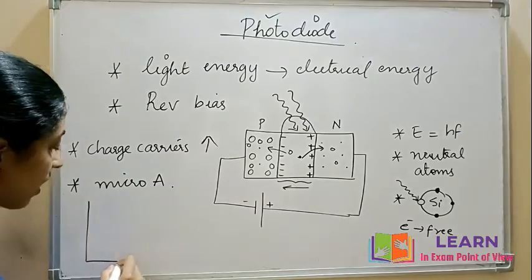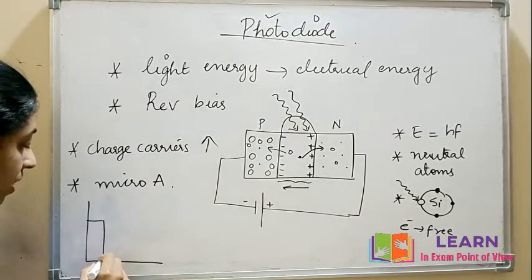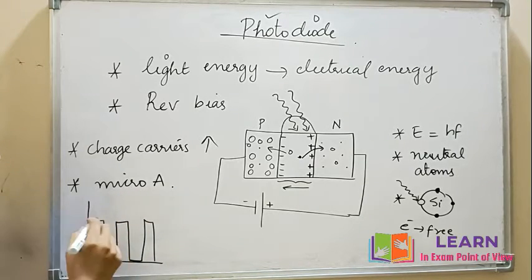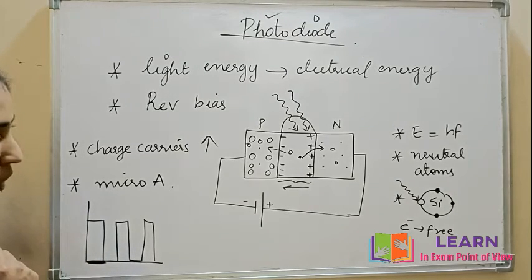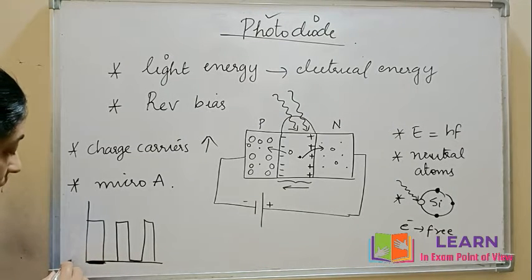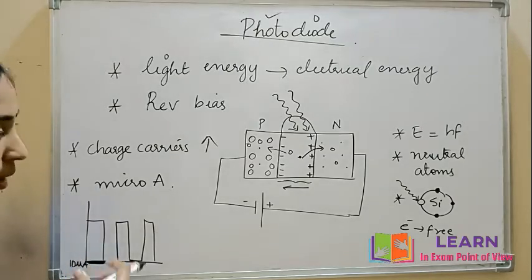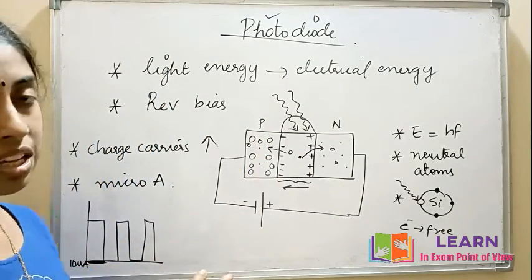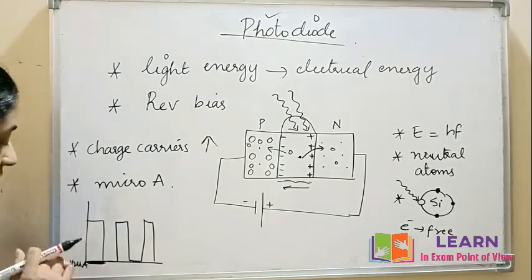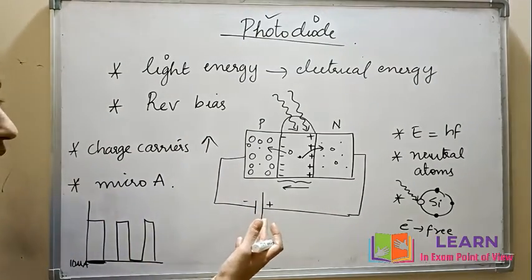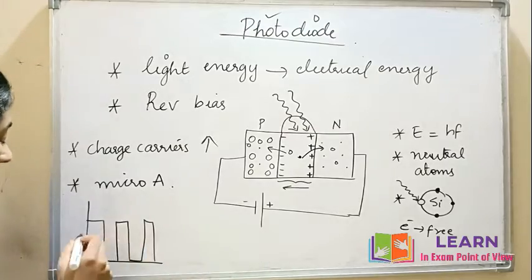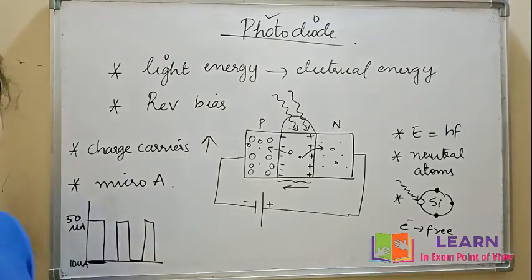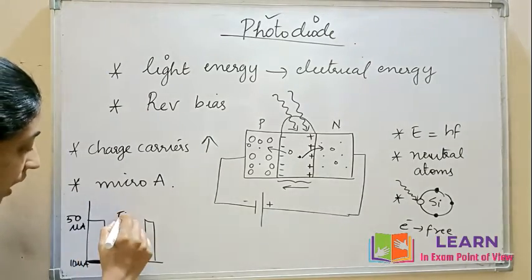So if we plot the graph of this current, you can see ups and downs. Assume it has 10 microampere current initially, before the light is falling on the photodiode. It was in reverse biasing mode, a constant current of 10 microampere. Once the light falls, the charge carriers increase, and suddenly it reaches 50 microampere. That is a sudden jump. So 50, 10, 50, 10, like that it will be.